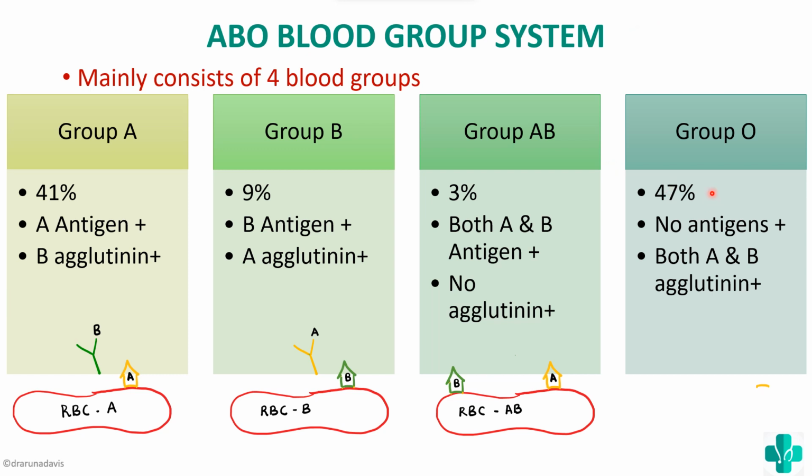The group O individuals are by far the most common, and they will have no antigens but will have both A and B agglutinins present in their plasma. So on the RBC there won't be any antigen, but in the plasma there will be both A as well as B agglutinin. Okay, so these are some basic facts about the ABO blood group system.